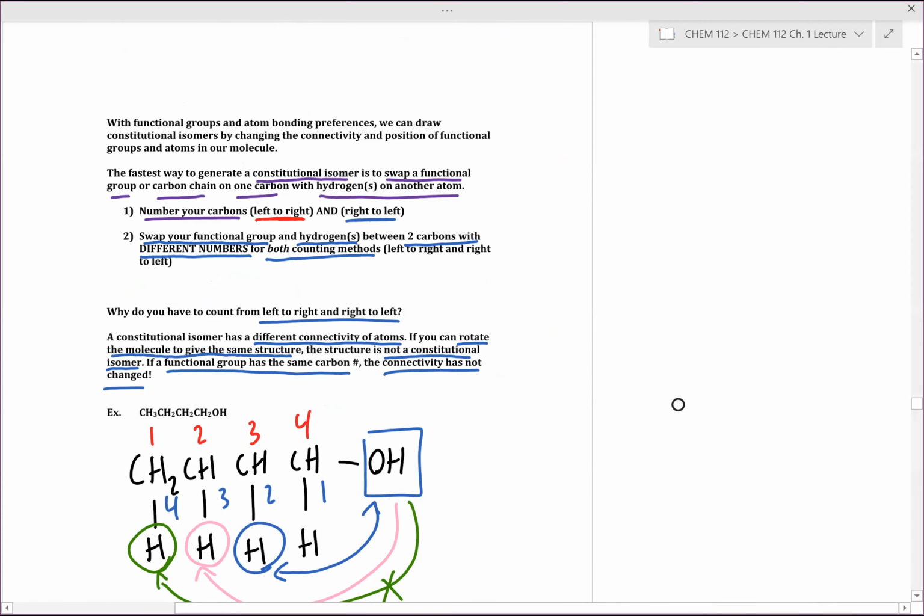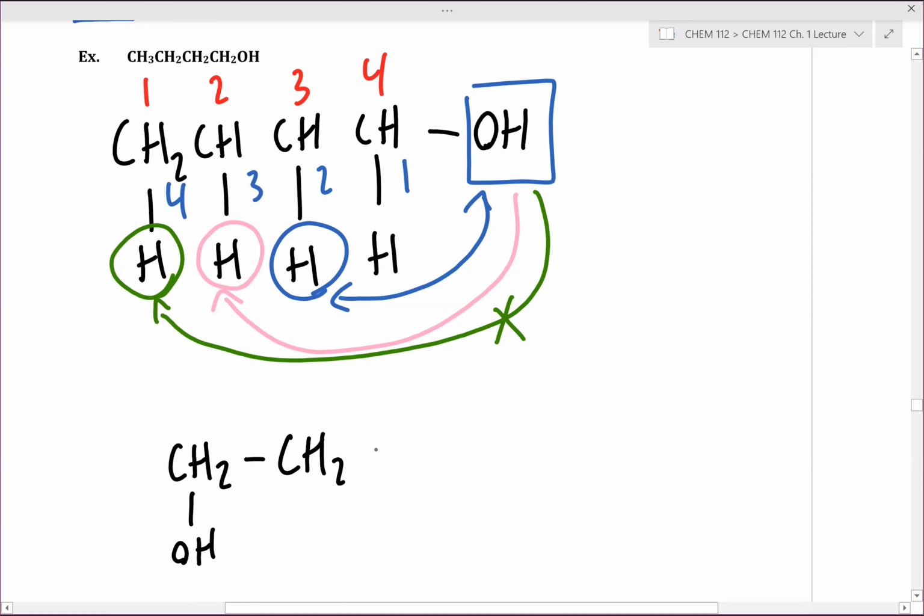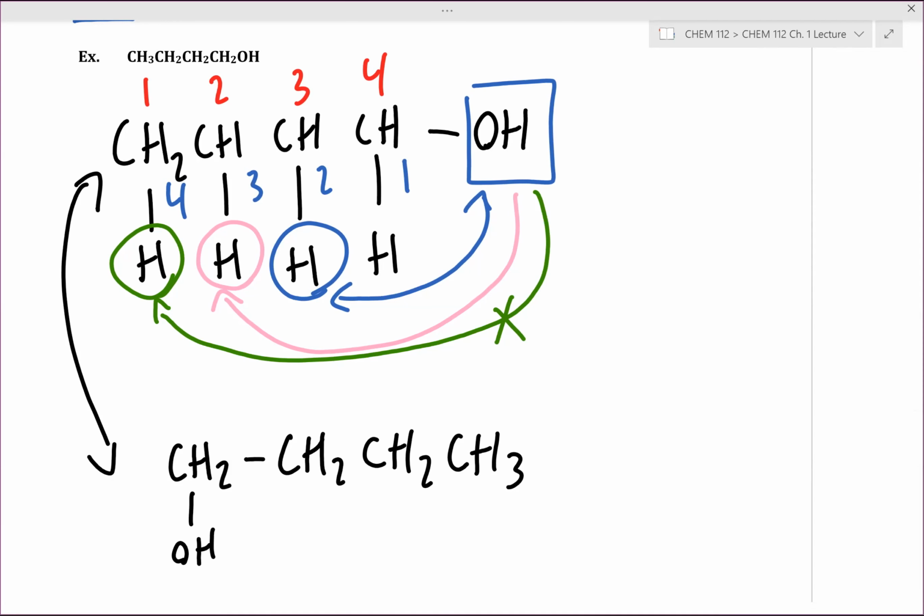So suppose that we did the swap that was not permitted according to this rule. We would get the following structure. Are these structures exactly identical except rotated? They're exactly identical. The only thing that's been done is this structure has been rotated 180 degrees. So these two structures are exactly the same if we performed this swap. So are these two structures constitutional isomers? No, they have the same connectivity of atoms. Let's put an X through that. Let's look at our other valid swaps.